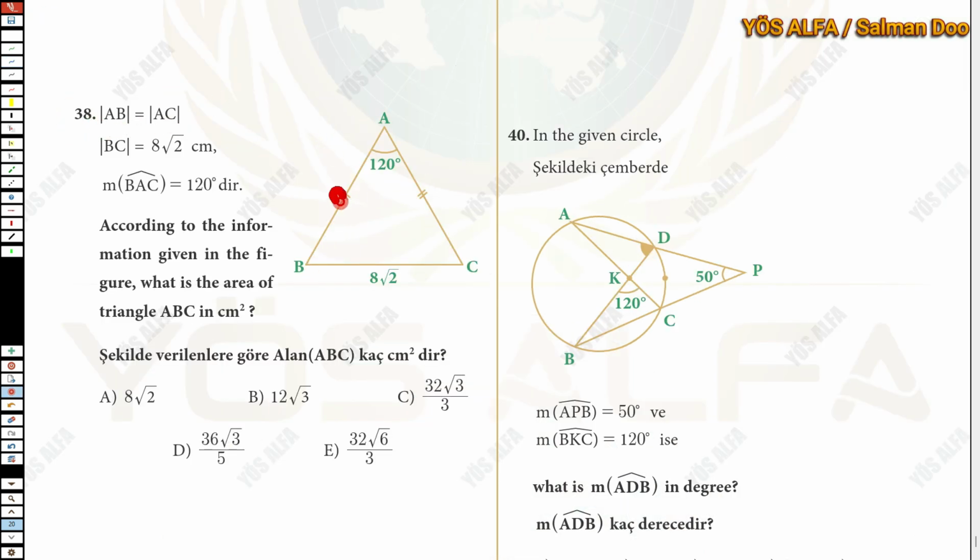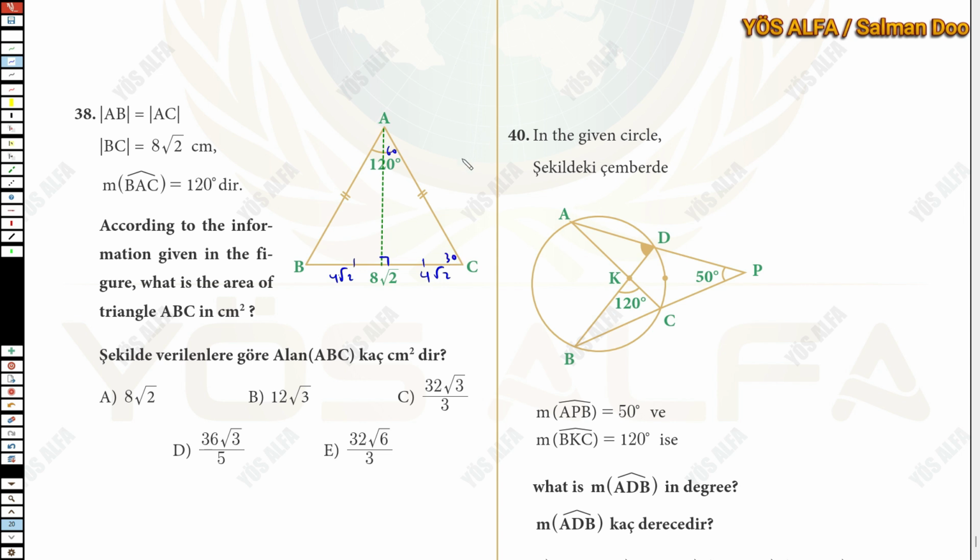38. AB is equal to AC. It's given in the figure. And 120 and 8 root 2 over here, we're asked to find the area of this triangle. So let's draw a perpendicular line from A to BC. Since this is an isosceles triangle, the height divides the base into two equal parts. So we have 4 root 2 over here, and we have a bisector here too. So this one is 60. Since this is 60, that has to be 30.